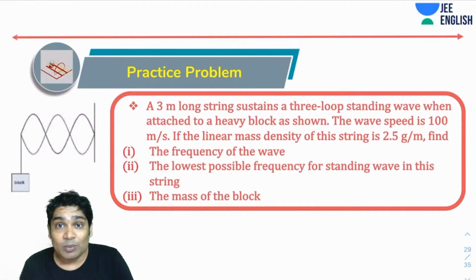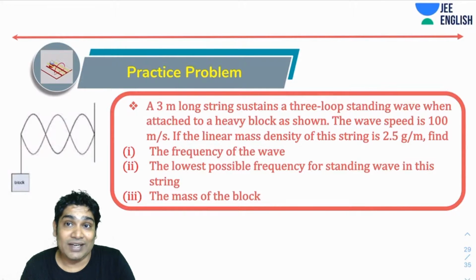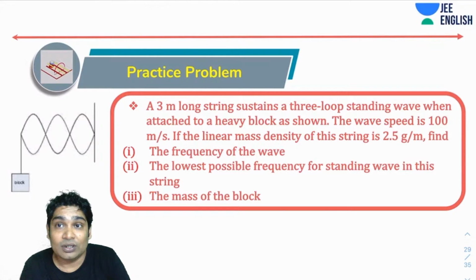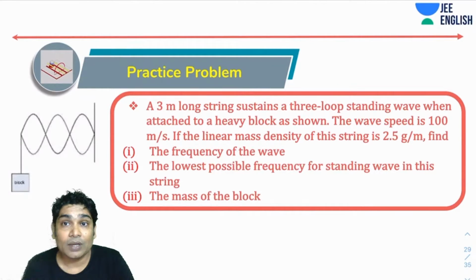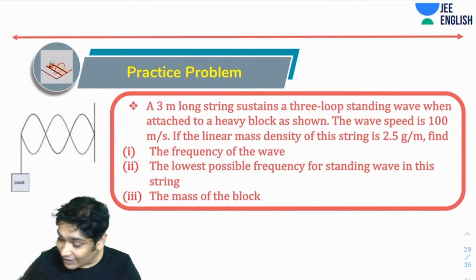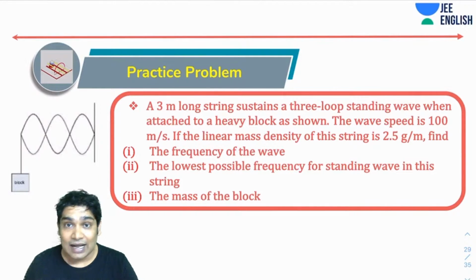Here in this problem, you've been told a 3-meter long string sustains a 3-loop standing wave when attached to a heavy block as shown. The wave speed is 100 meters per second, that would be the wave speed of the individual waves constituting this. If the linear mass density of this string is 2.5 gram per meter, then first, find the frequency of the wave. Second, the lowest possible frequency of the standing wave in this string. And third, the mass of the block. So hurry up, give me all these three answers and we will call it a day for today.